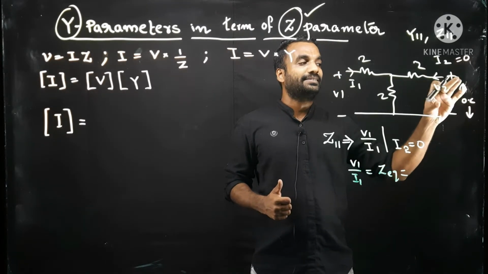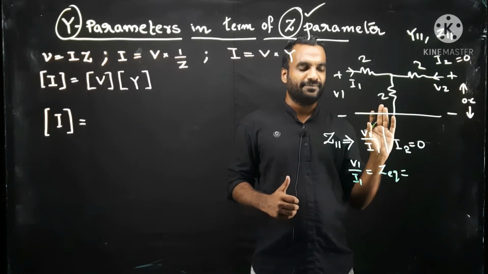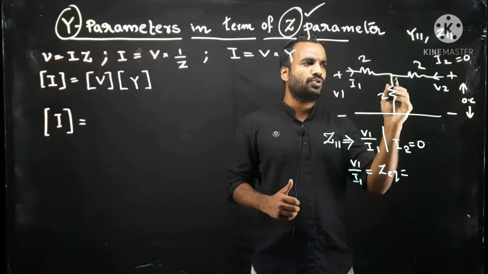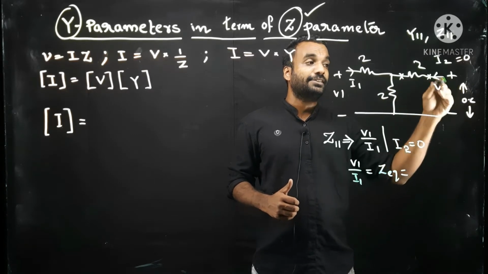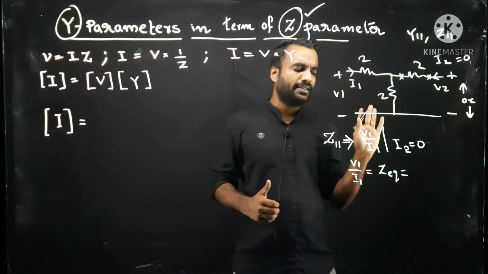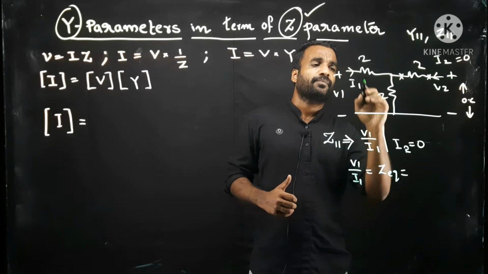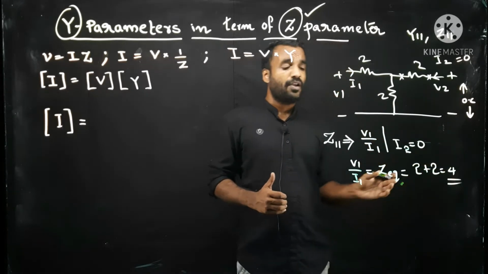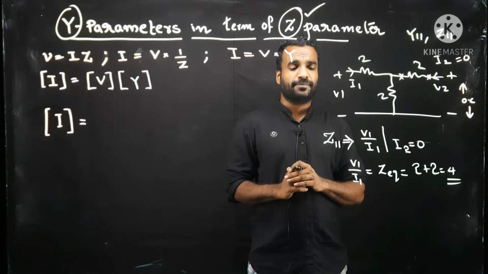And we are not having any supply at this side, it is open circuit. So what will be the Z equivalent? Or you can apply KVL also, because no current will pass through this element since this side is open circuit. So either apply KVL in this loop or directly find Z equivalent, then you can find V1 by I1. So what is Z equivalent? It will be 2 plus 2, 4. So finding Z equivalent is very easy for a z parameter calculation.